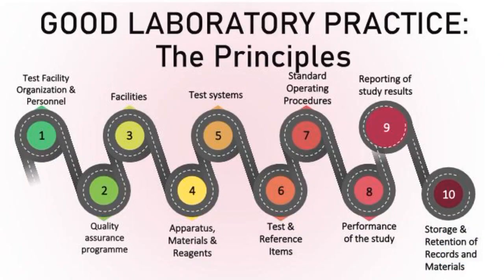The GLP is composed of 10 main principles. The first principle, test facility organization and personnel, provides an outline regarding the management of the test facilities and the personnel involved. It discusses their job descriptions and the importance of training. The second principle, the quality assurance program, describes the system that manages and ensures the compliance towards the GLP. It describes the responsibilities of the quality assurance personnel and all the documentation that is under his or her governance.